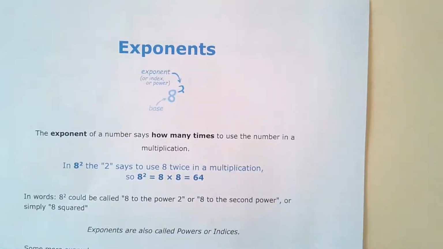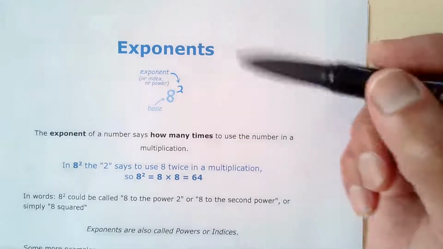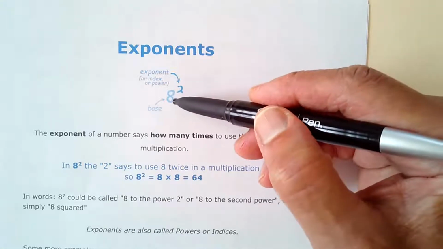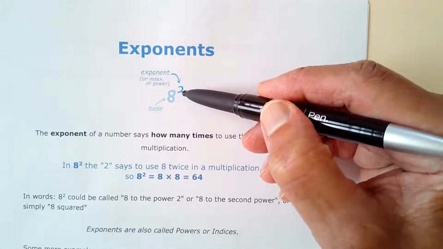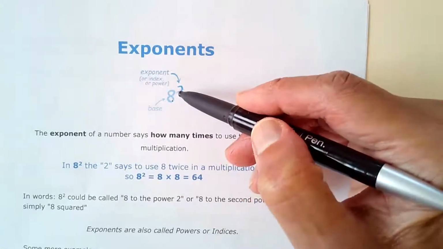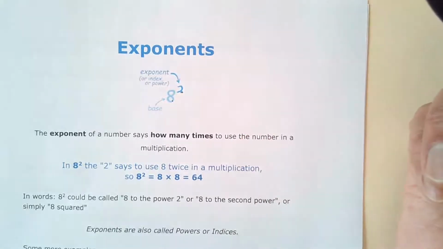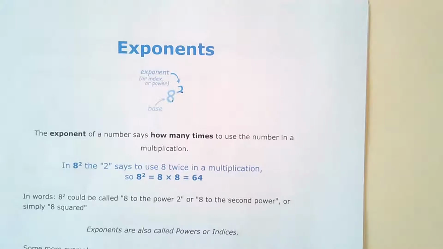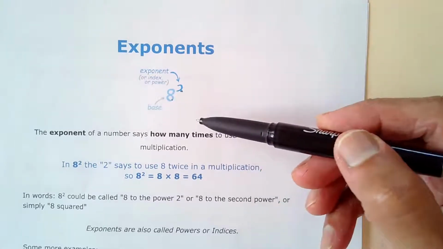So let's look at exponents. Whenever we have an exponent, we have a base. In this case, we have 8 to the power 2. The 8 is referred to as the base, and 2 as the exponent, or the index or power. An exponent of a number says how many times to use that number in a multiplication. So 8 to the power 2, how many times do we multiply 8 by itself? In this case, it would be 2 times, which is 64.